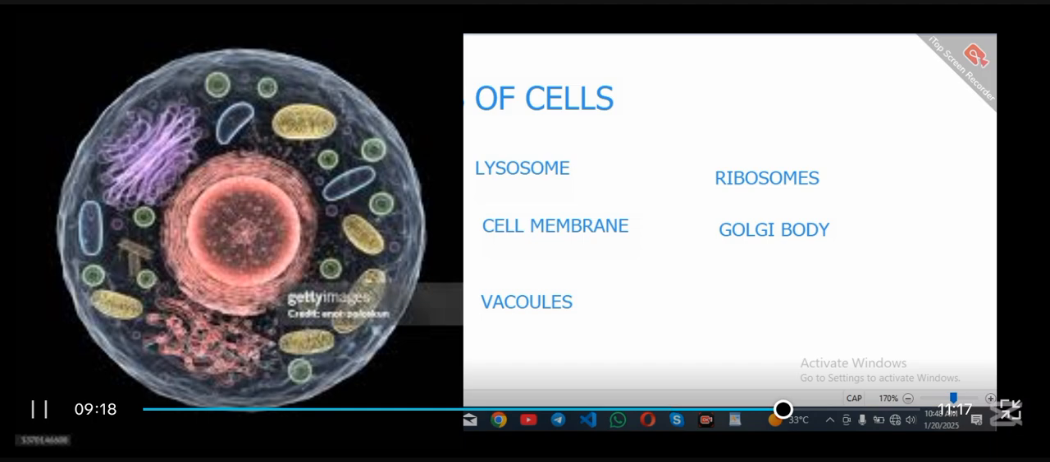So lysosomes, these are substances that help in engulfing. They are just like the waste carriers. They help to destroy waste products, and any waste product that they see, they just destroy it in the cell. Any product of metabolism, they destroy it. So that's the basic function of the lysosome.